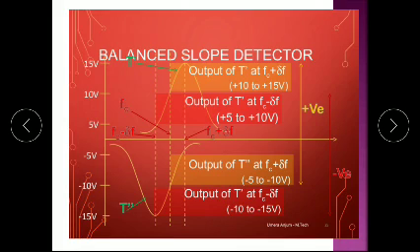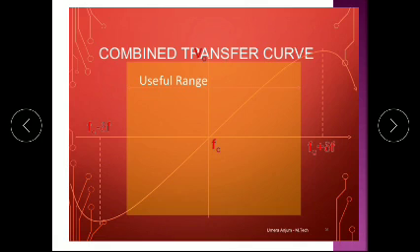For the value of T at F plus delta F and F minus delta F, that is varying from plus 10 volt to plus 15 volt, plus 5 volt to plus 10 volt. Similarly, minus 5 to minus 10 volt, minus 10 to minus 15 volt of the T at F plus delta F and F minus delta F. So this is the combined transfer curve in this useful range, that is from FC plus delta F and FC minus delta F, shown here.